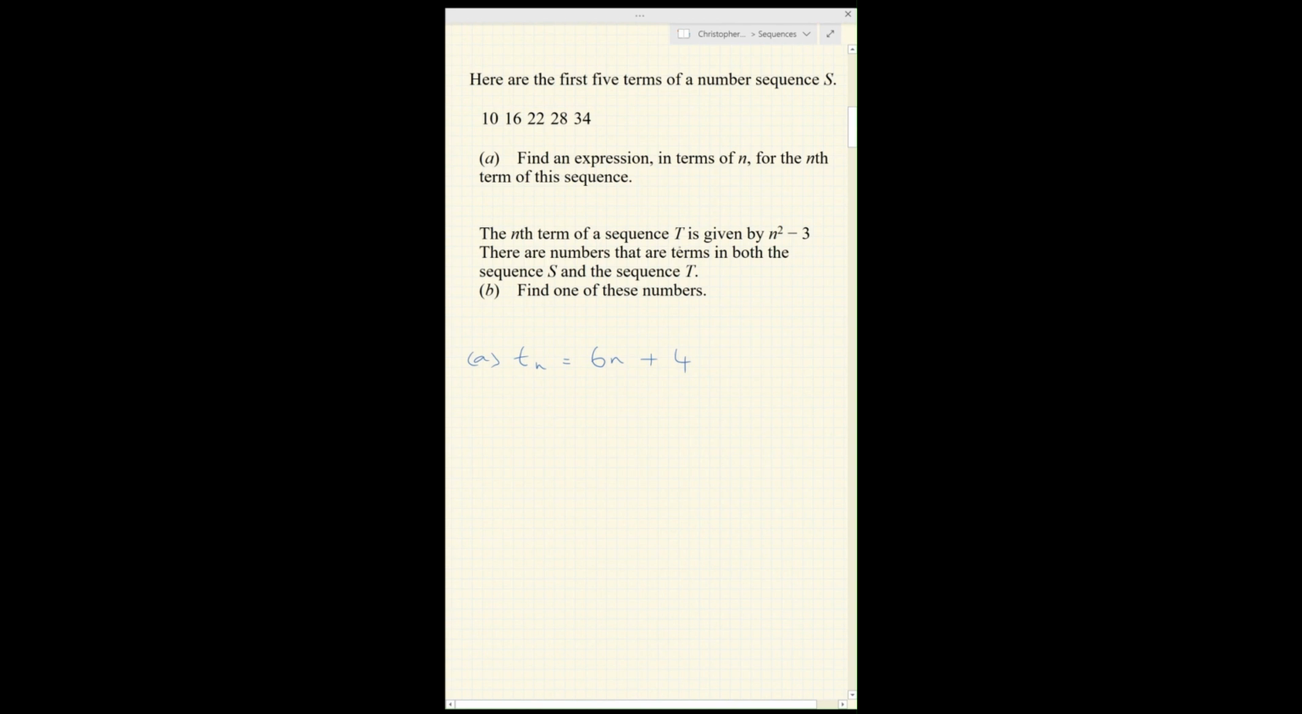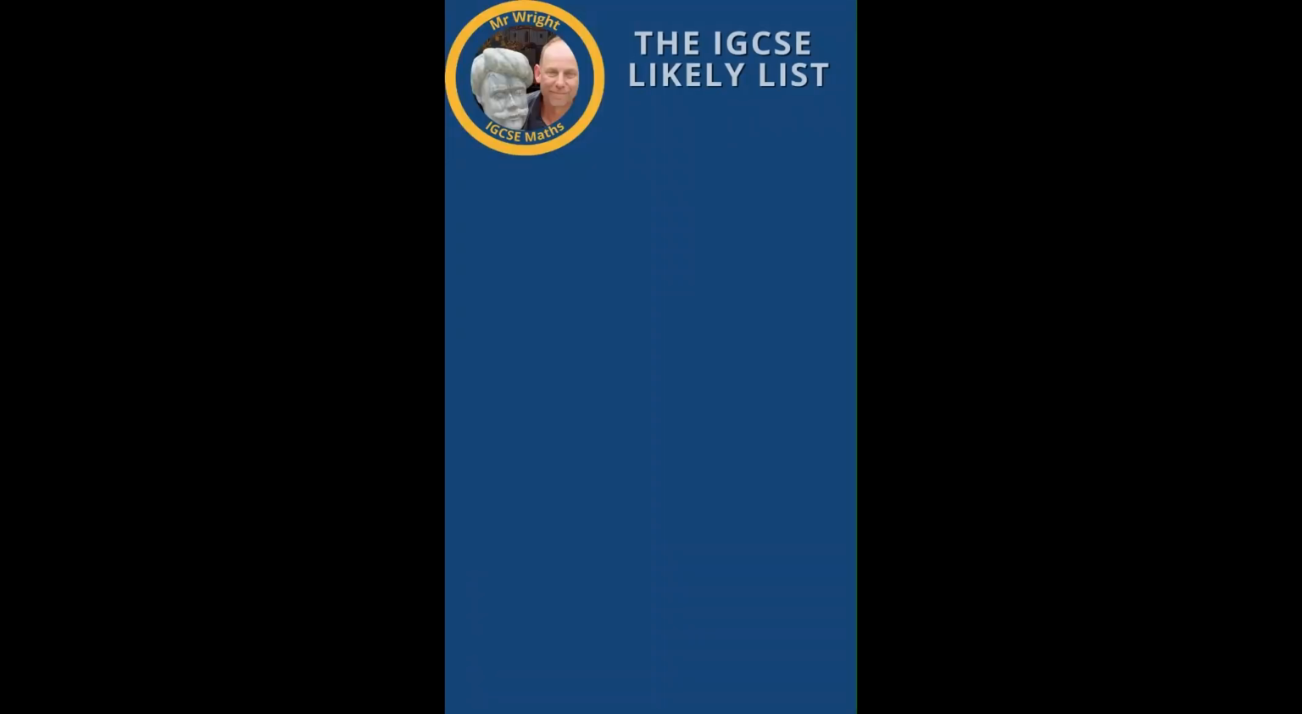Now I'm given details of another sequence T here, and the terms of T are always 3 less than a square number. So I've got to find a number which would be in both sequences. So I'm going to continue this sequence by adding 6 each time, looking for a number which is 3 less than a square number. Oh, I've already found one. Look, 46 is 3 less than 49, so it would be in the sequence T and would also be in the sequence S. So my answer is 46.